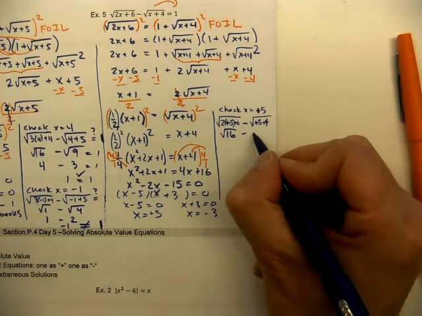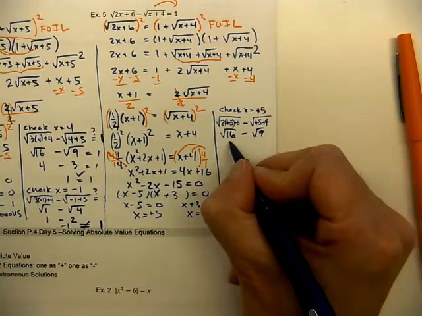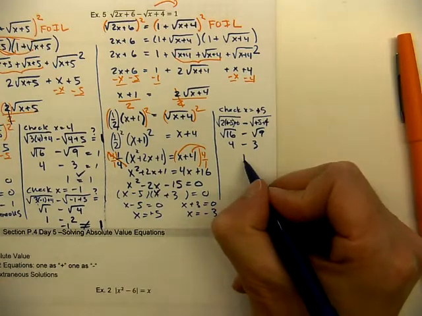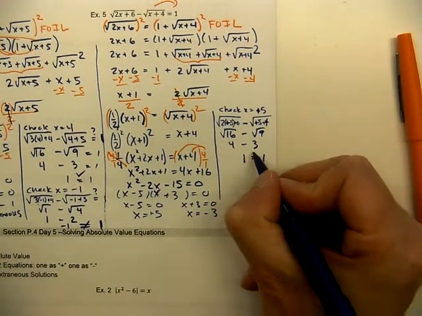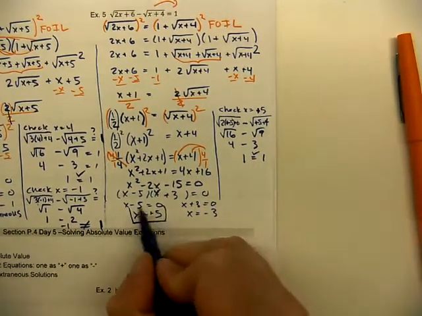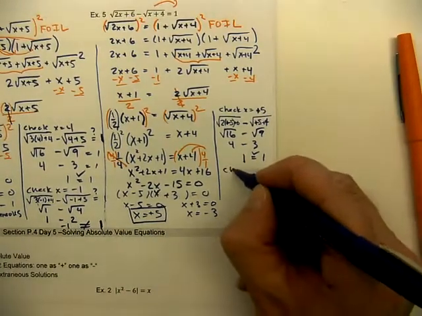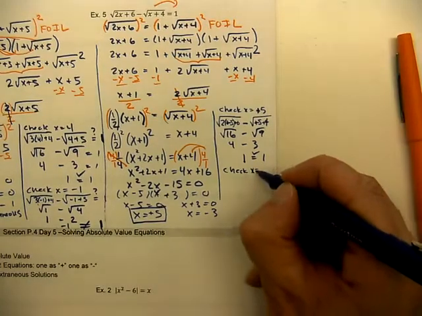And 5 and 4 is a 9. Those are perfect squares. So we have a 4, and we're subtracting a 3. That gives us a 1. And that does equal the 1 that we're looking for. So that's a valid answer, +5. What about the -3? So let's check x equals -3.